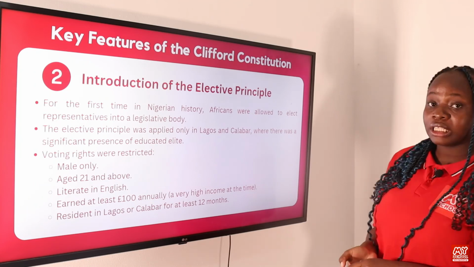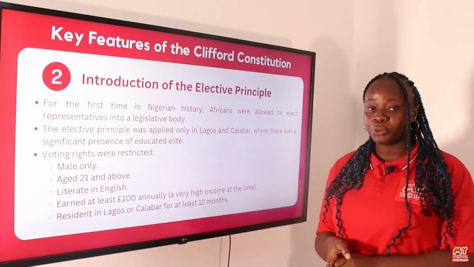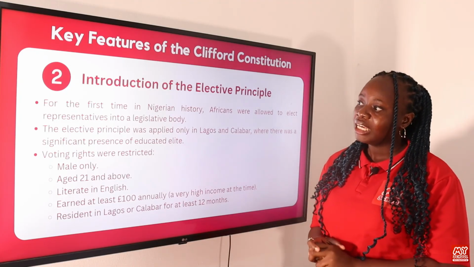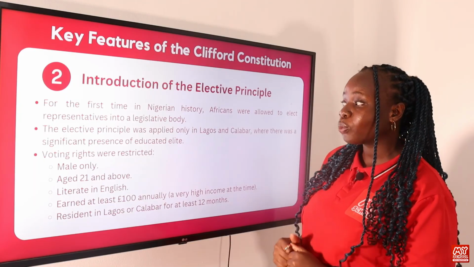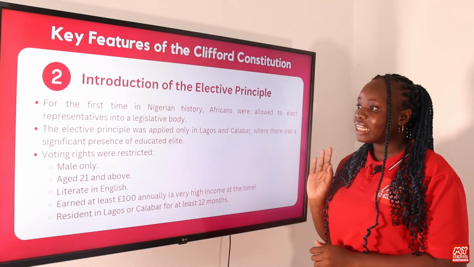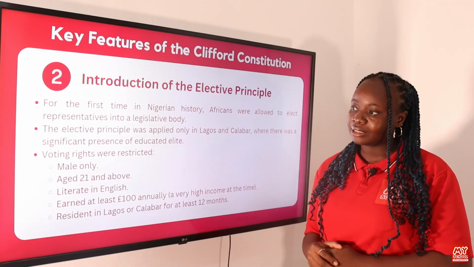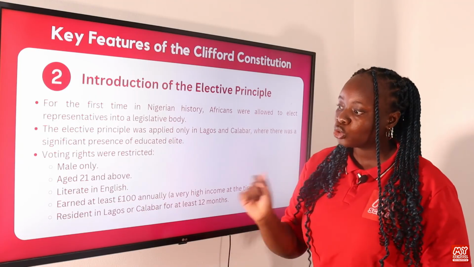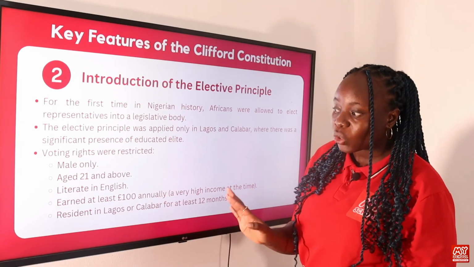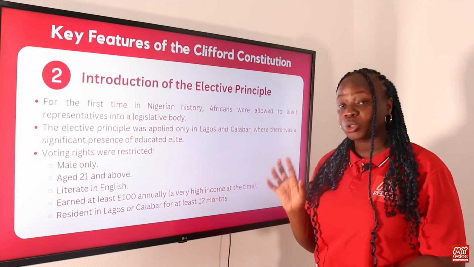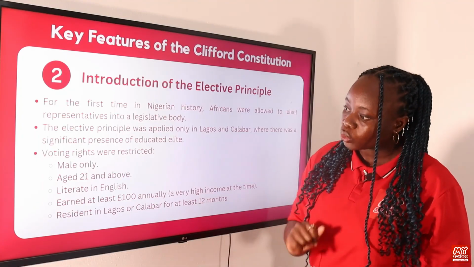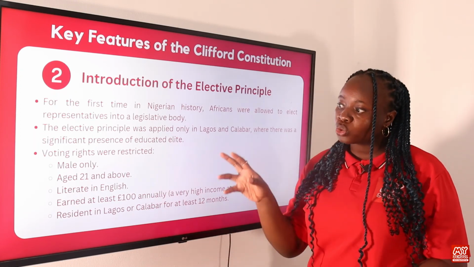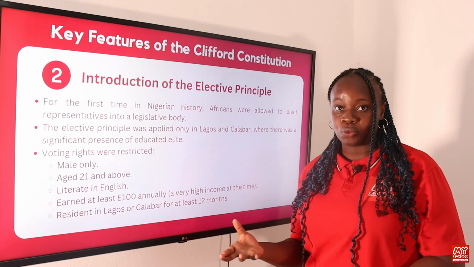All right, and that feature of the Clifford Constitution is the introduction of the elective principle. For the first time in Nigerian history, Africans were allowed to elect representatives into a legislative body. The elective principle was applied only in Lagos and Calabar, where there was a significant presence of educated elites. The voting rights were restricted to males aged 21 and above, to those who were literate in English, and to those who earned at least £100 annually, which was a very high income at the time. It was also restricted to those resident in Lagos or Calabar for at least 12 months. So males who met all of these requirements were allowed to vote at the time.